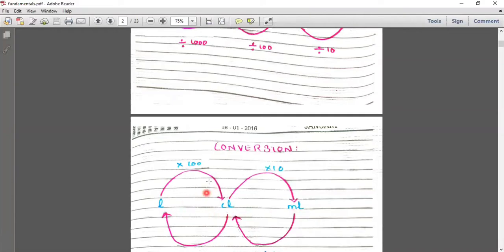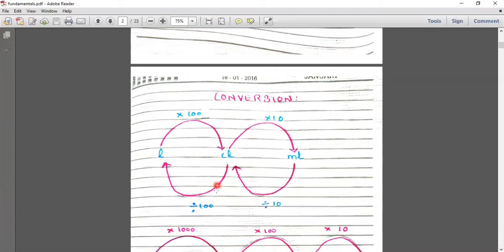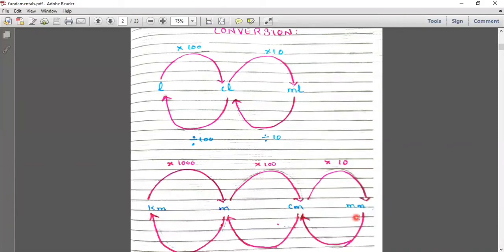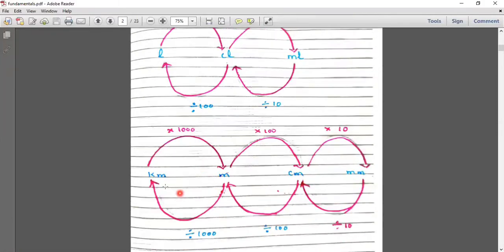Liter to centiliter is multiplied by 100, centiliter to liter is divided by 100, centiliter to milliliter is multiplied by 10, whereas milliliter to centiliter is divided by 10. Similarly, kilometer to meter is multiplied by 1000, meter to kilometer is divided by 1000, meter to centimeter is multiplied by 100, centimeter to meter is divided by 100, centimeter to millimeter is multiplied by 10, and millimeter to centimeter is divided by 10.